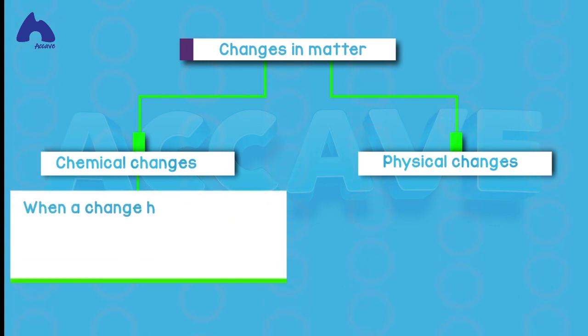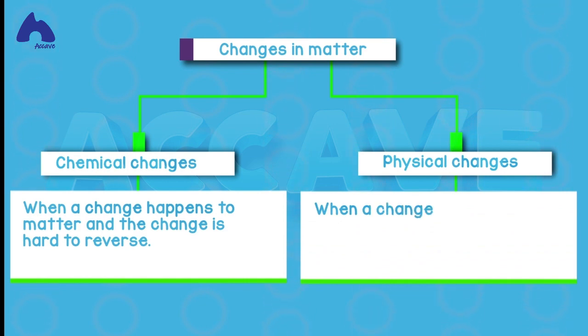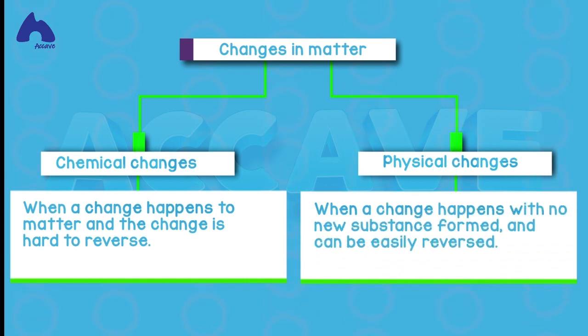When a change happens to matter and that change is hard to reverse, that is a chemical change. This is because new matter has been formed and it is difficult to reverse the change and take the matter back to its previous state. But when a change happens and no new substance is formed and you can easily reverse the change, well, that of course is a physical change. Let's look at some examples of both types of changes.